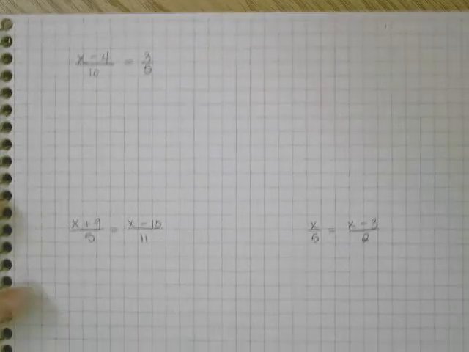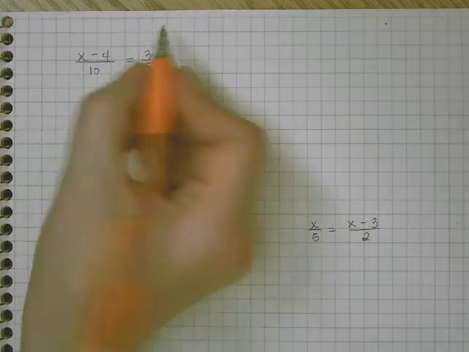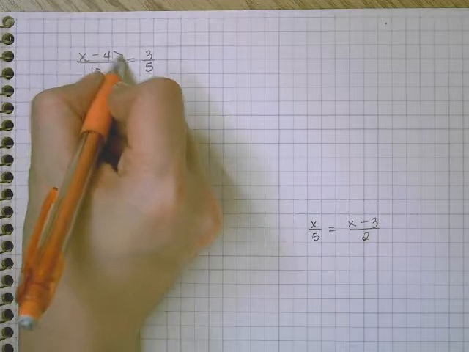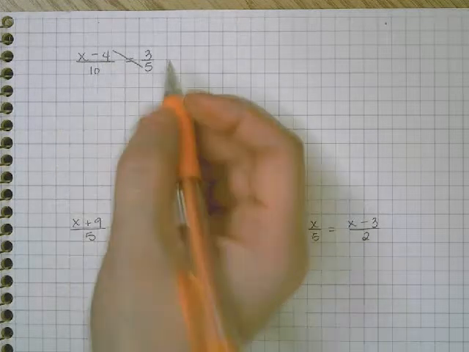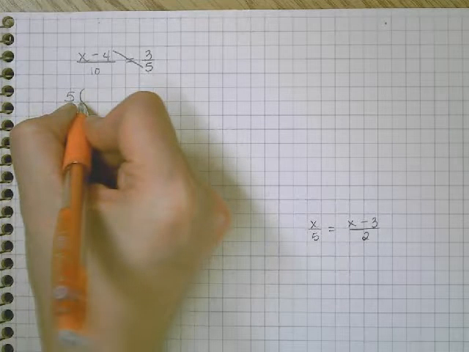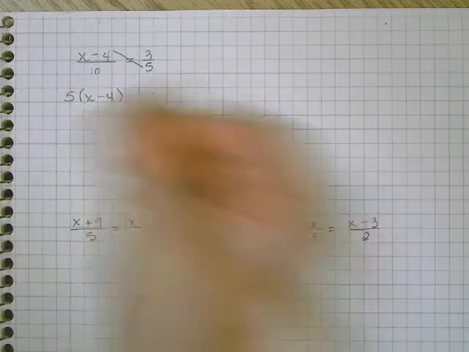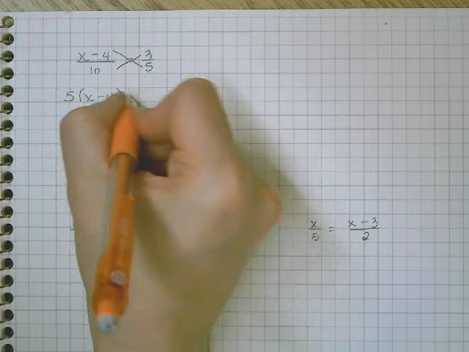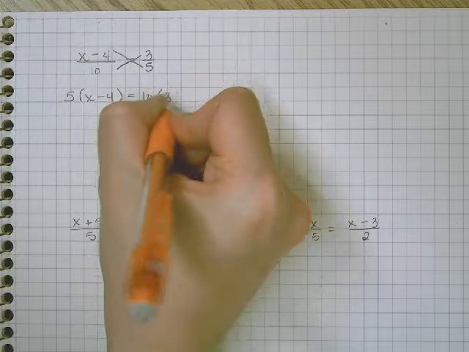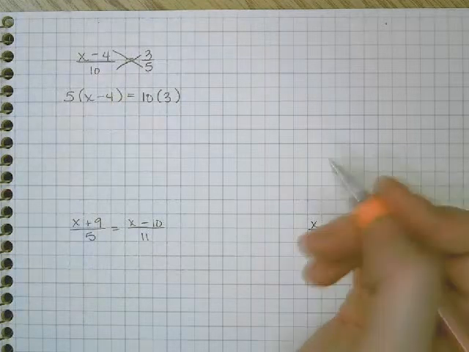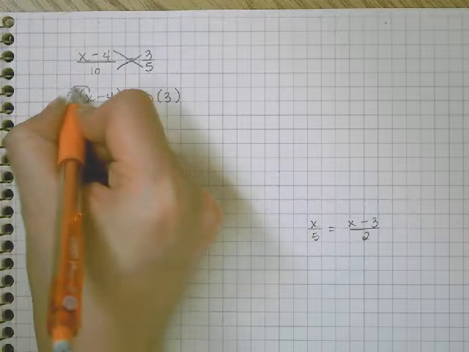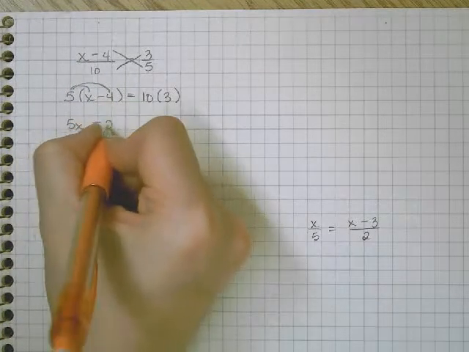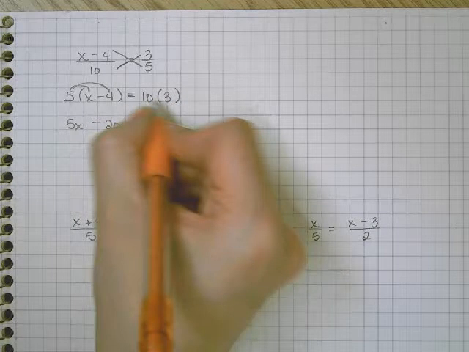Sorry about that. So now I have a little bit more, but I'm still going to do the cross-multiplication. Now here's where I have to be careful. I'm multiplying 5 by x minus 4. So the way I'm going to write that is 5 times x minus 4 in parentheses, and that equals 10 times 3. And then I'm going to distribute and simplify. So 5x, 5 times negative 4 is negative 20, equals 10 times 3, which is 30.